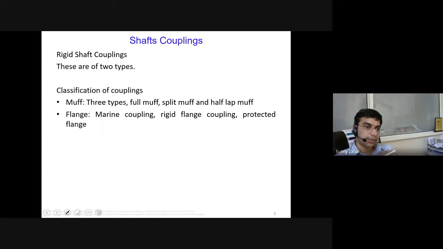Muff couplings have a sleeve over them. This sleeve covers and connects the two shafts via a key. And then there is the flange coupling, where the ends of the shafts are either flared or coupled to flanges which are bolted together. So these are the two types of rigid couplings. We will now see more details about them in the subsequent slides.